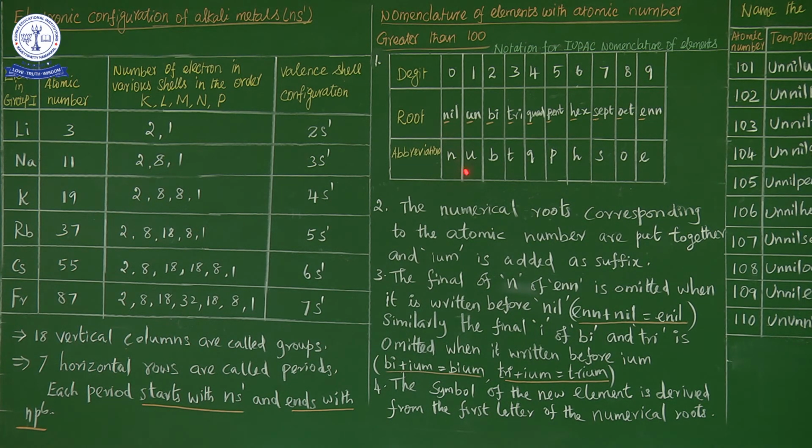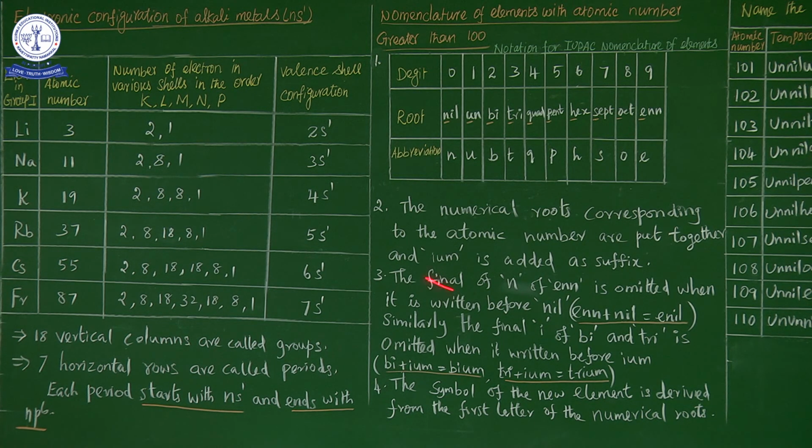So for nil the first letter is n, for un the first letter is u, for bi the first letter is b, for tri it is t, quad q, pent p, hex h, sept s, oct o, and en e. So this is the first rule: we use the root word based on the atomic number.